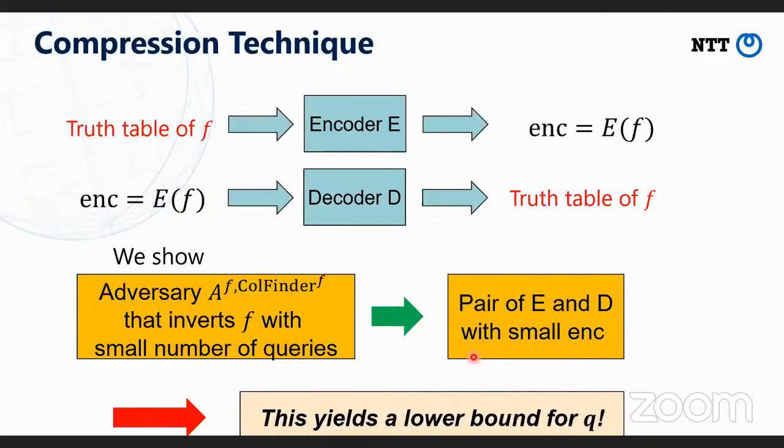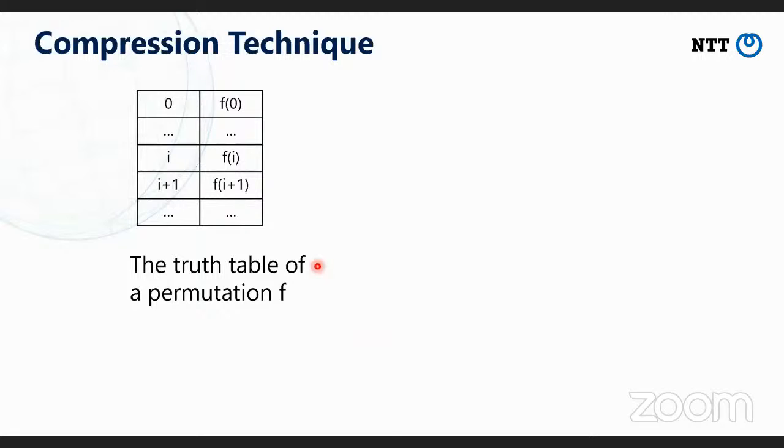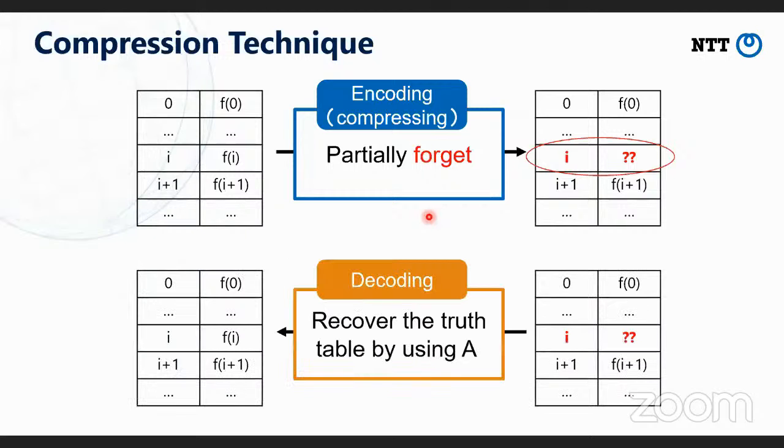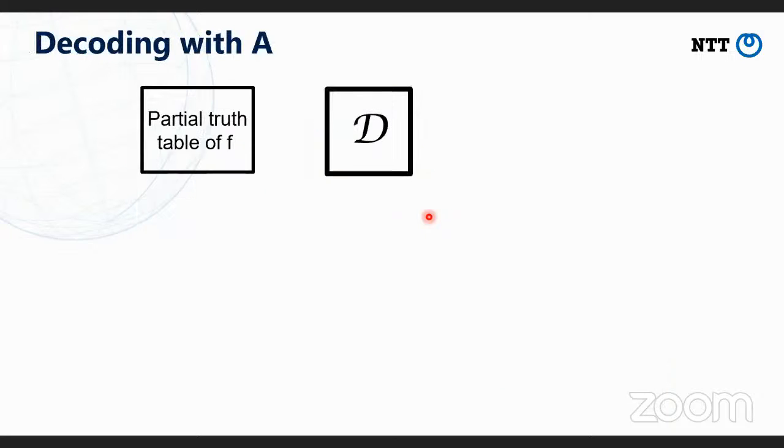Next, let me explain a little bit more detail about the encoder E and decoder D. First, the encoder E takes the truth table of a permutation f, and the encoder E just partially omits the values of the truth table. And the decoder D tries to recover the truth table by using the adversary A. Next, let me explain the details about the decoder. Now there is a decoder D, and D wants to recover the original truth table from the partial truth table.